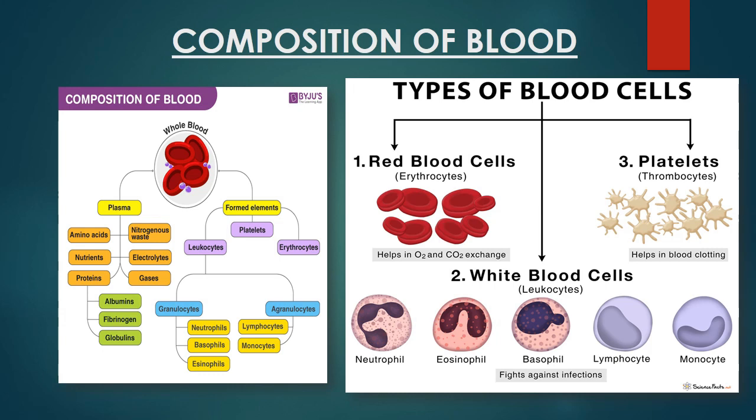Okay, so here we have studied regarding composition of plasma. Now coming to the formed elements, we are having leukocytes, which are our WBC, platelets and erythrocytes. Erythrocytes are the RBC, red blood cells.